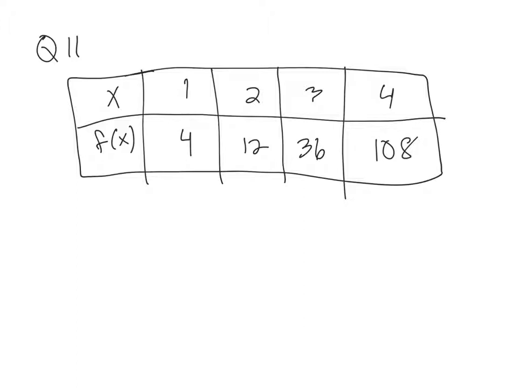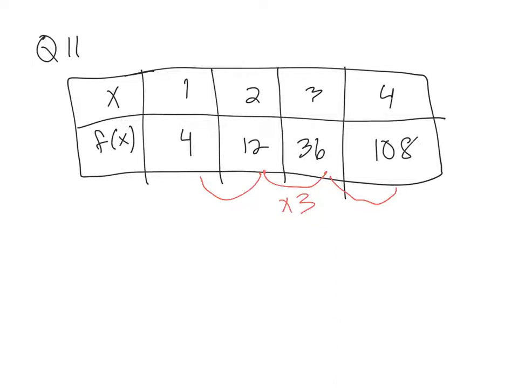Question 11 asks us to write a function for the given table. So we need to figure out what is the pattern. How are we getting from 4 to 12, and 12 to 36, and 36 to 108? And what you'll figure out is each time we are multiplying by 3.